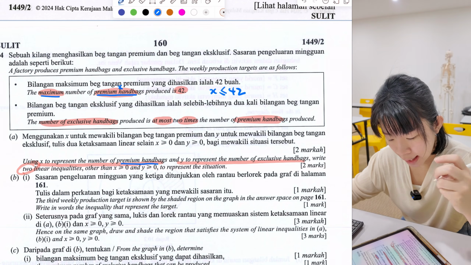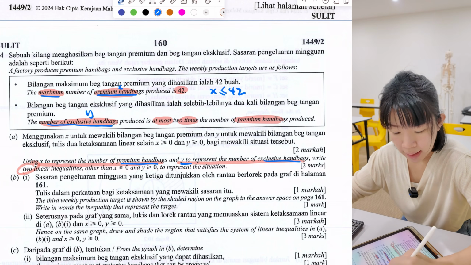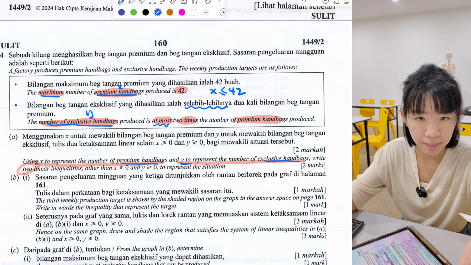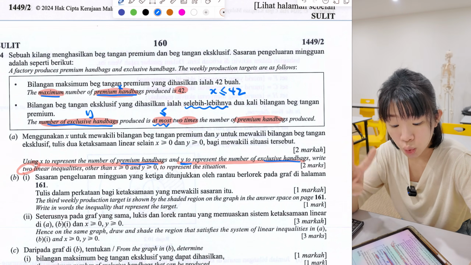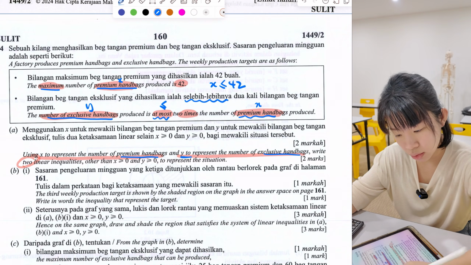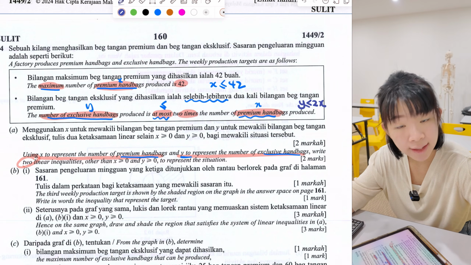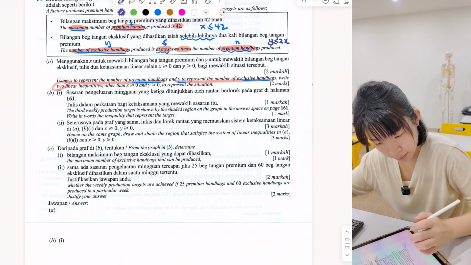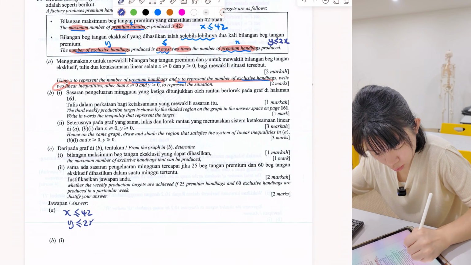Now the second, number of exclusive handbag. Exclusive handbag is Y. Now at most, what is at most? Another way of saying at most is maximum. So when you see at most, we use this symbol also, less than or equal, 2 times of premium handbag. Premium is X. So our inequality will be Y less than or equal to 2x. So we got 2 inequalities. We can write it down: X less than or equal to 42, Y less than or equal to 2x.